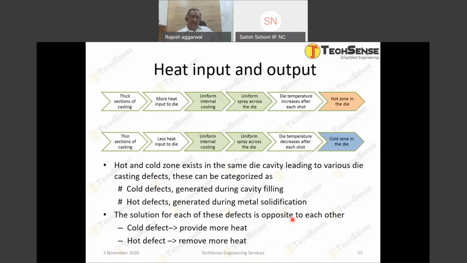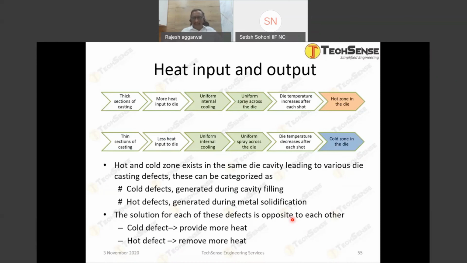So what we're trying to say is that hot and cold zones exist in the same die cavity, leading to various die casting defects, right? That's where we are trying to categorize these defects as cold defects and hot defects. The cold defects are generated during the cavity filling, as the metal is freezing before the cavity is filled, and the hot defects are generated during metal solidification. That's the reason for categorizing the defects in these two categories. The solution for each of these defects is opposite to each other.